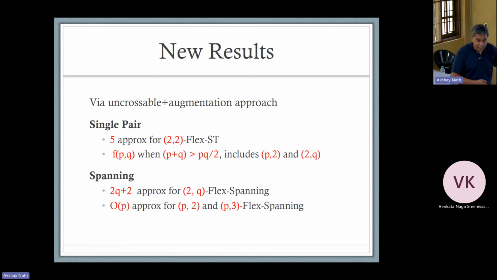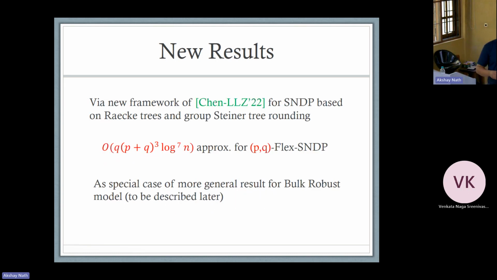Then we went to the spanning case because it's the tractable case. For 2, Q we got 2Q plus 2, and for P, 2 and P, 3 we got O of P. I'll tell you a little about the techniques underlying these results. So for small values of P and Q, in single pair and spanning, we get constant factor approximations, partially addressing the conjecture. That's one set of results. And the second set of results addresses the big problem, full generality.